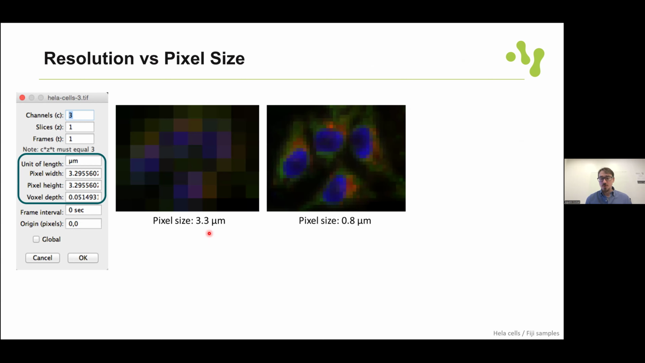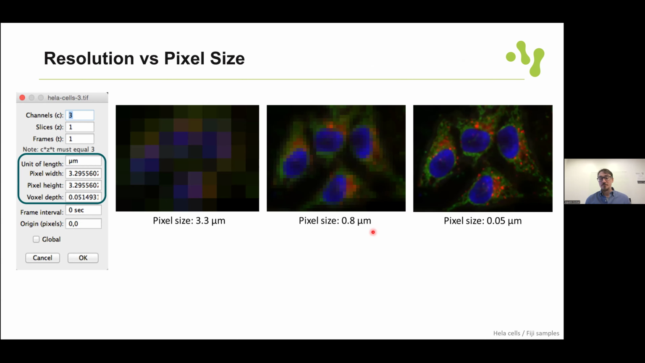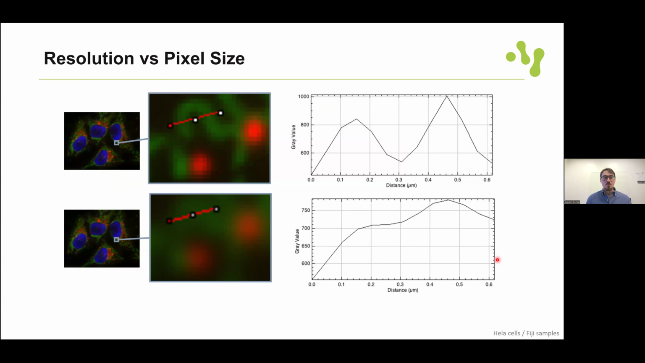If we were to acquire the image with a smaller pixel size, then in this case 0.8 micrometers, we start seeing some structures and some things there. And we can even acquire the image with a 50 nanometer pixel size, and then we see more detail inside the image. But did we have to go that far? So this pixel size is a property of the digital image. But resolution is a property of the system that we were using to acquire the image.